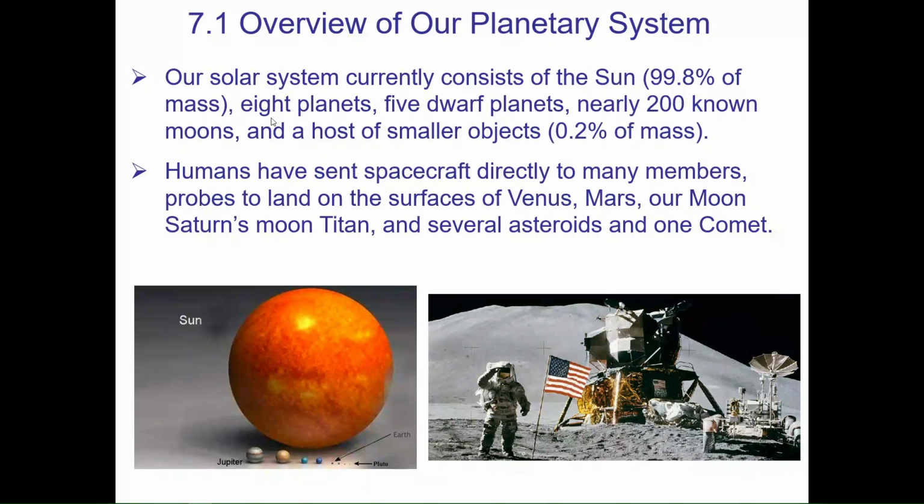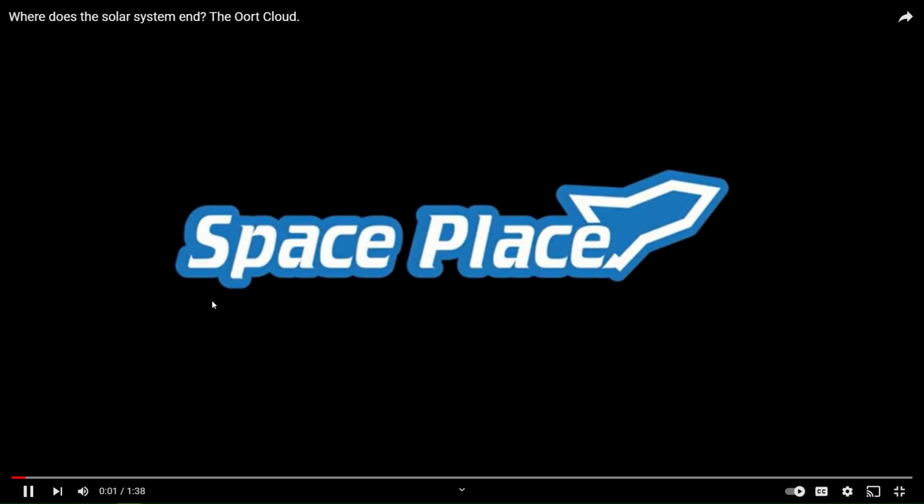Other than the 8 major planets we know, there are a lot of members of the solar system you may not be familiar with. And the overall size of the solar system is far beyond the furthest planet, Neptune. Now let's take a look at a short video to give you the introduction of how big the solar system is. Space Place, in a snap.